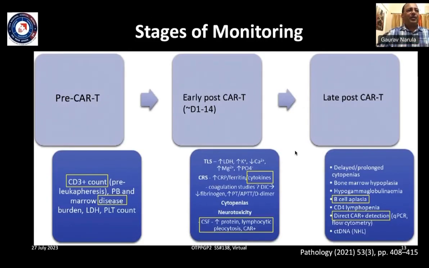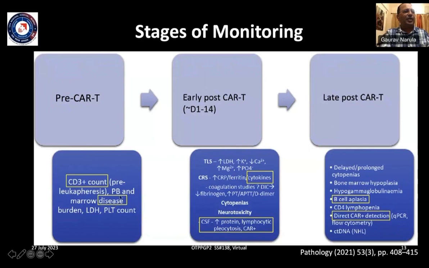Then what are the stages of monitoring of the patient? We have a pre-CAR T evaluation. We then have infusion and early post-CAR T evaluation. And then we have the late evaluation. In the pre-evaluation, as Akshata pointed out, we check the CD3 counts because we have to see whether they're fit for apheresis or not.